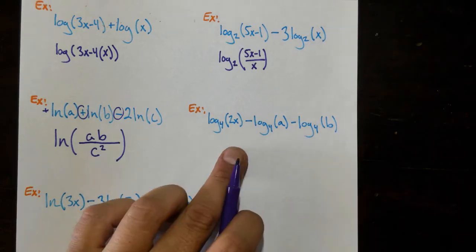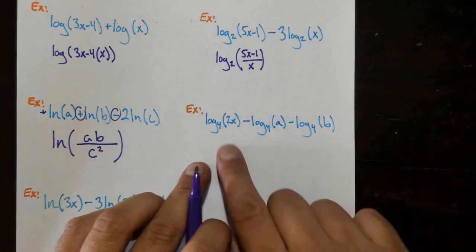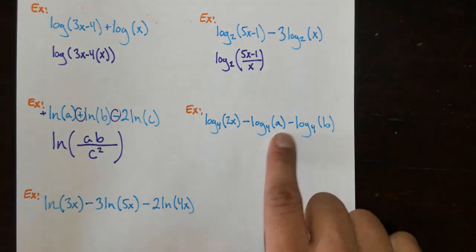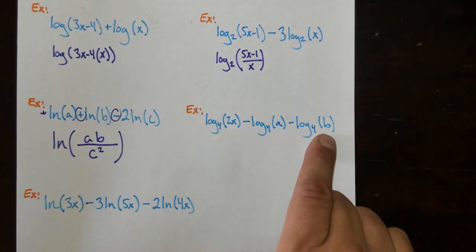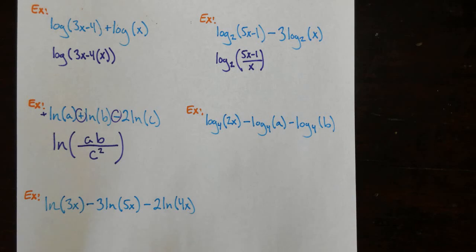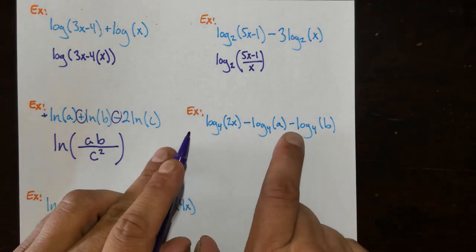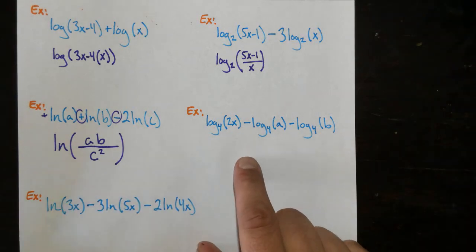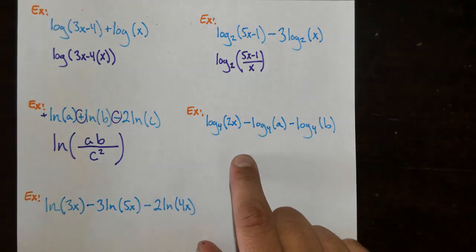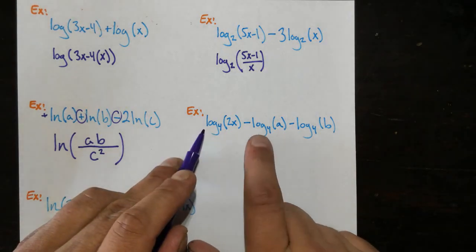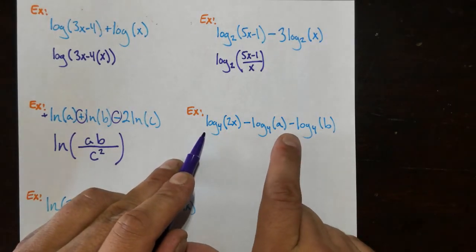Looking at this next one right here, we have log base 4 of 2x minus log base 4 of a minus log base 4 of b. So, again, we're going to be using, well, we don't need to use the product rule here because we have nothing being multiplied out front, but we will use the, I meant the power rule. I don't know if I said product rule or power rule. We won't be using the power rule, but we will be using the product rule and quotient rule.